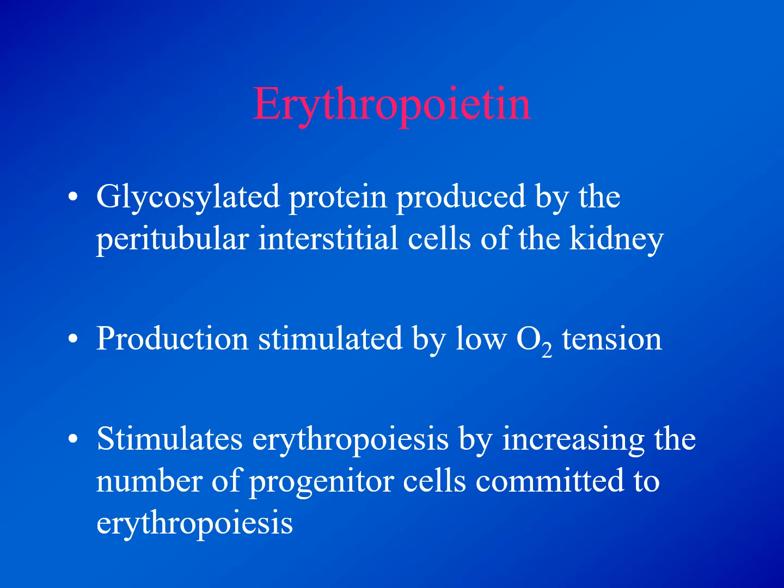Erythropoietin is one of those growth factors. It's a glycosylated protein produced primarily by the peritubular interstitial cells of the kidney. It's also produced in smaller amounts in the liver. Its production in the kidney is triggered by low oxygen tension, and it stimulates erythropoiesis by increasing the number of progenitor cells that are committed to erythropoiesis.